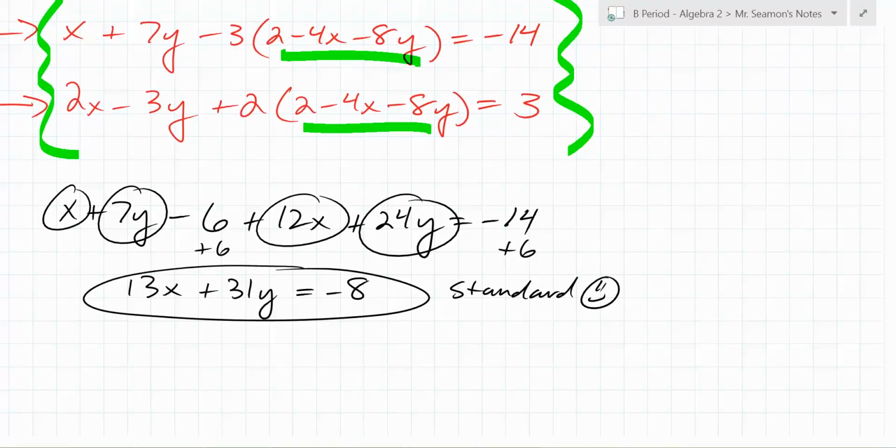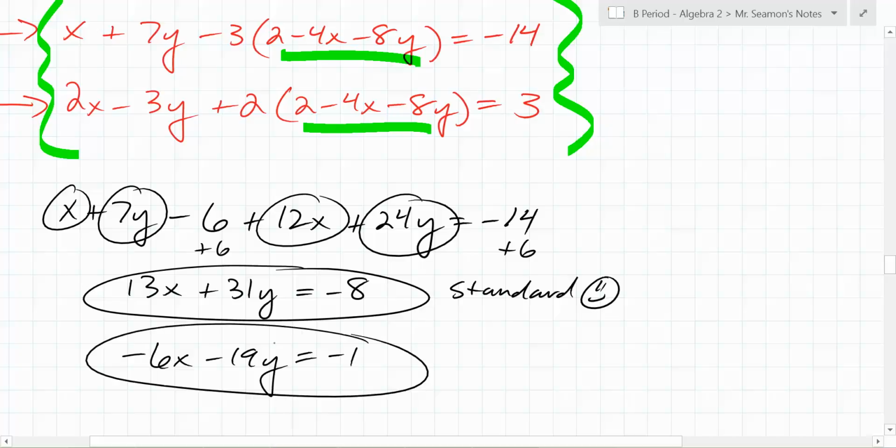Do that to the bottom one for me right now on your own. Have the answer for me? What's the second equation going to be? Negative 6x minus 19y is equal to what? Negative 1. Who agrees with that?